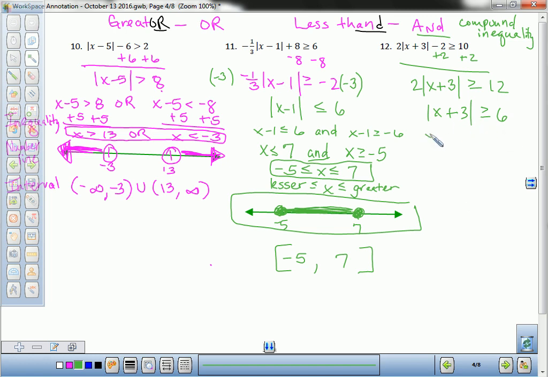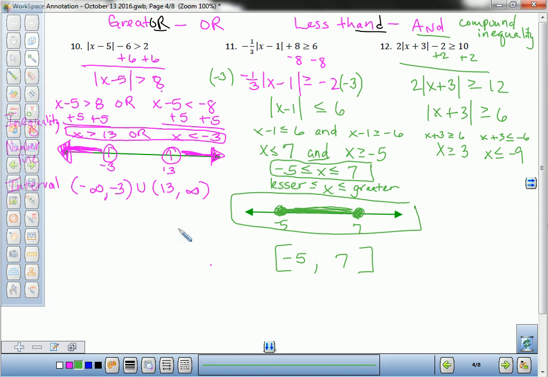Okay, so we split it. So we get x plus 3 is greater than or equal to 6. X plus 3 is less than or equal to negative 6. So x is greater than or equal to 3. And x is less than or equal to negative 9. Okay, I want you to decide, is it an or? Is it an and? Does it come together? Does it go apart? Can we write it as a compound or not? I want to see all 3 forms.